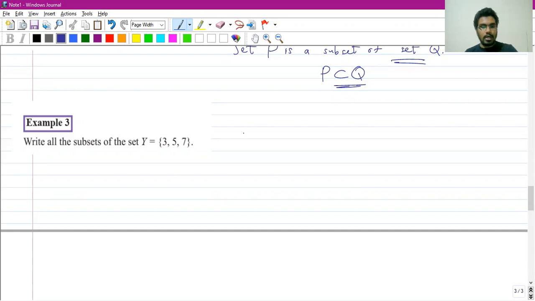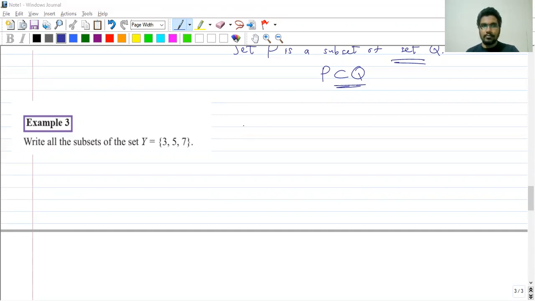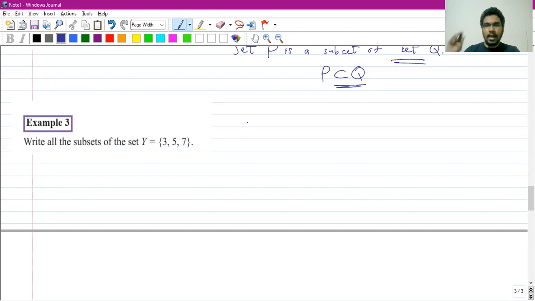Yes. So you can take that subset means that the other set must include few or all of these elements in this set.